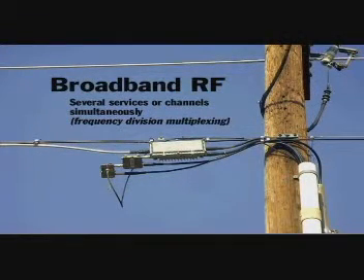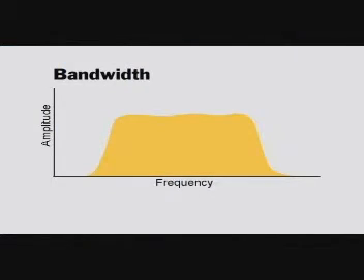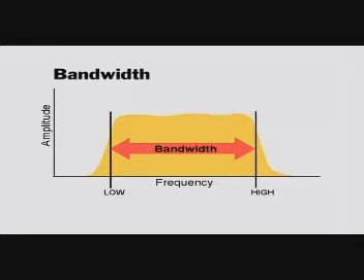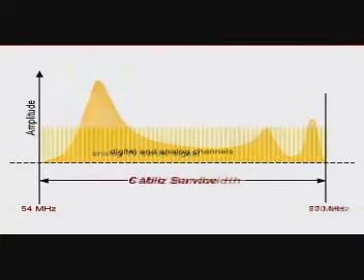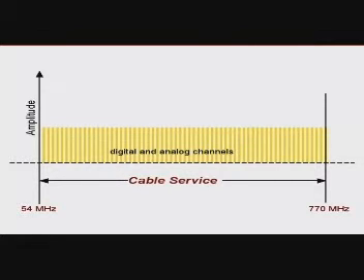Throughout this course, we'll use the term broadband RF to mean services like cable television, where the cable carries a number of services or channels simultaneously. The bandwidth of a cable, device, or network is the difference between the lowest and highest frequency that it can support without undue attenuation and loss, and is measured in kilohertz or megahertz. For example, cable television channel 2 occupies from 54 to 60 megahertz, or a 6 megahertz bandwidth, while the entire cable service, all 120 channels, occupies over a 770 megahertz bandwidth.